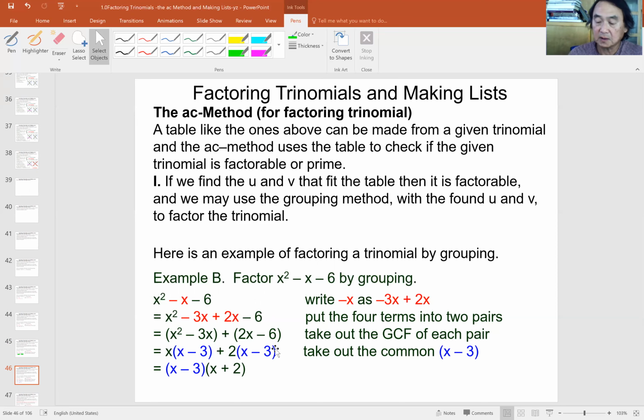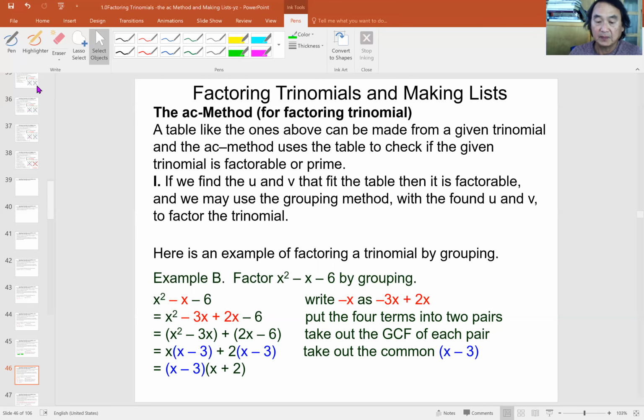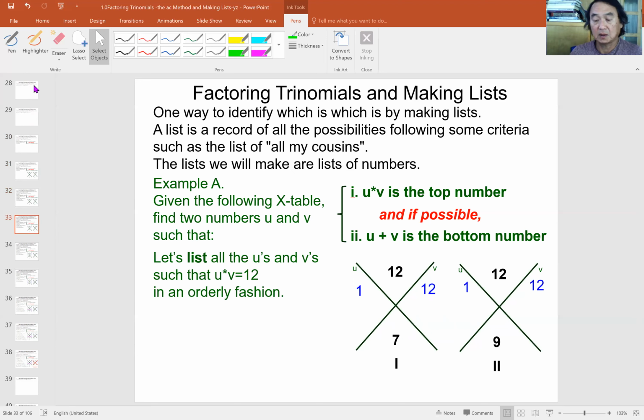Okay, then of course, I say, how do I know I'm supposed to write minus x as minus 3x plus 2x? And this is what we do. We'll play a game. Play what game? Let me demonstrate it with this. Go back to the example. Here are actually two tables, with two number 12s on top, but with two different numbers on the bottom. The game is very simple. We write down all the numbers that multiply to give you 12, all the possibilities: 1 times 12, 2 times 6, 3 times 4. Then the question is, which pair adds up to the bottom number?